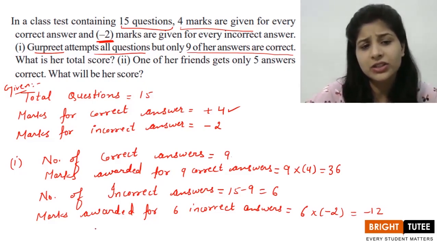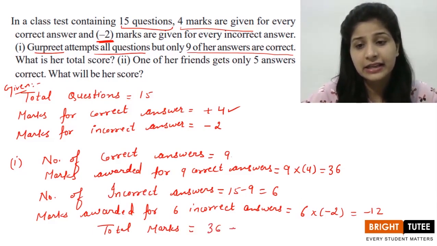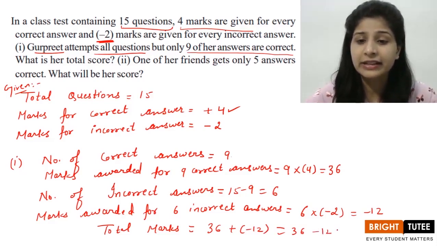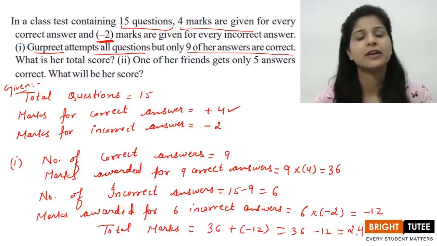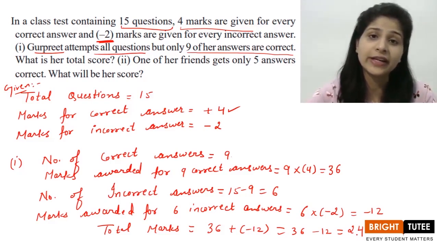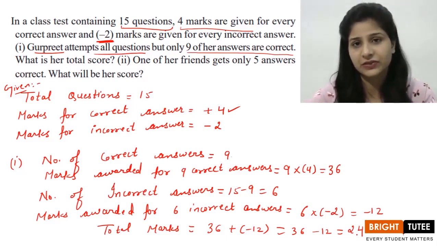So what is her total score? The total score is, you add the marks for correct and incorrect. Correct is 36, incorrect is minus 12. So when we solve, we get 36 minus 12, and that gives us the answer as 24. Correct? So what was her total score? 24. Because of 6 incorrect answers, she got minus 12.